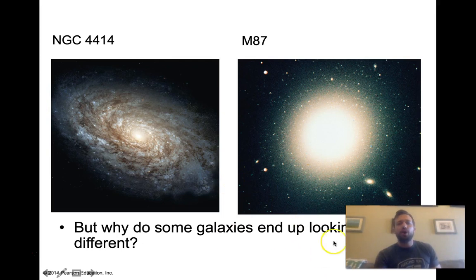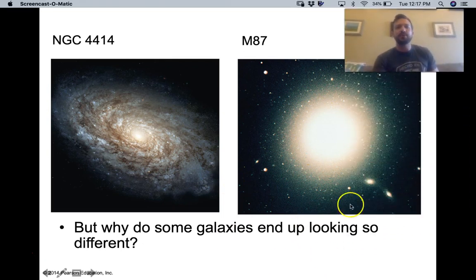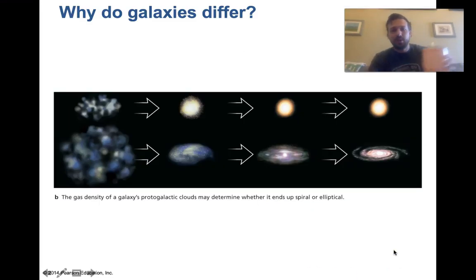Okay, so why do some galaxies end up looking so much different than other galaxies? So like this one being elliptical versus that one being spiral. Let's go forward and find out. Okay, so it's probably gonna have a lot to do with the density of the clouds. Okay, now we're not 100% on this stuff here.